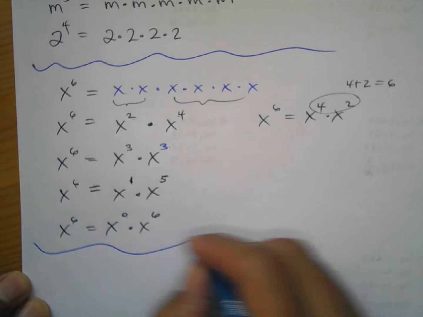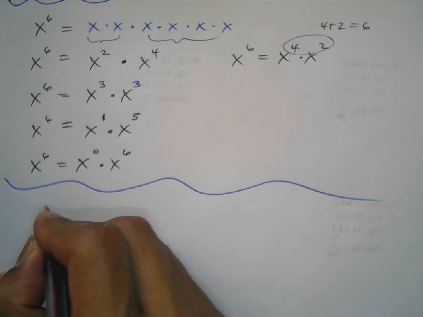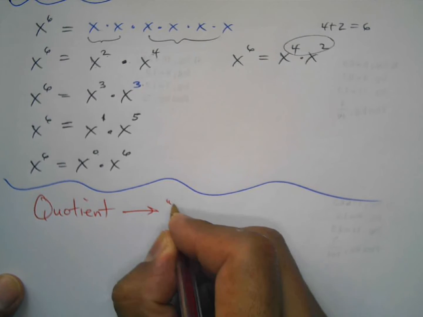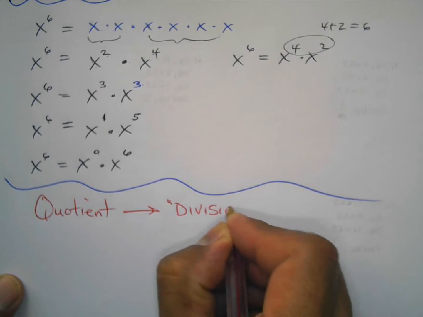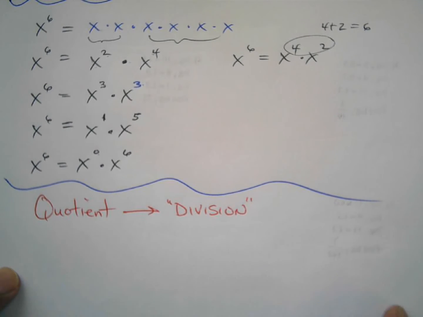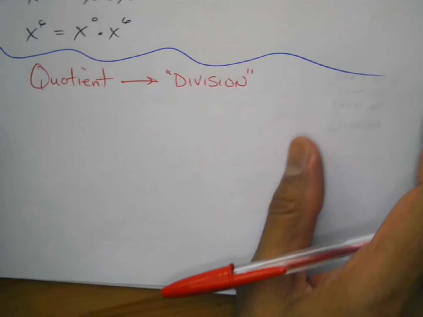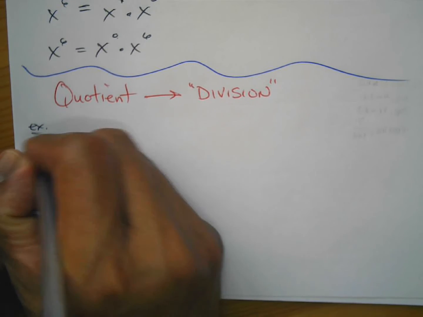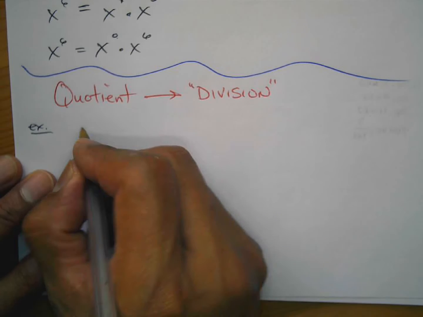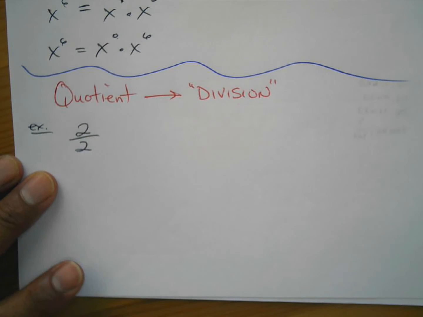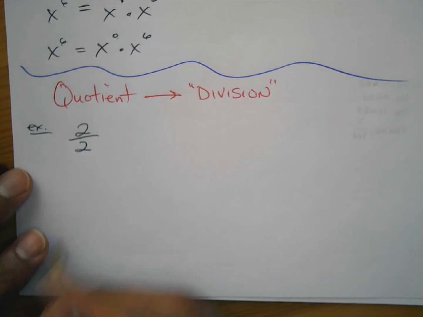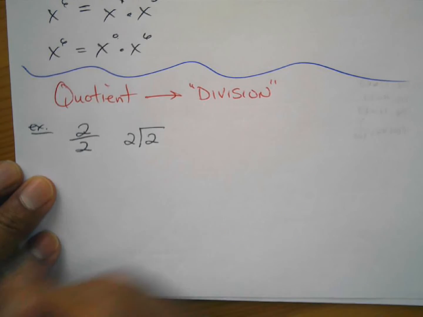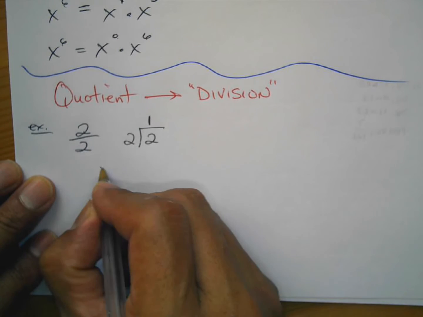All right, so we said quotient. The word quotient means division. And what we're going to use is the easiest concept of division to make this work easy for you. What's the easy concept? Example. Division is like 2 divided by 2. That's the easiest one. When I have the same number divided by itself, how many times does a 2 go into itself? Once. We know the answer is 1.